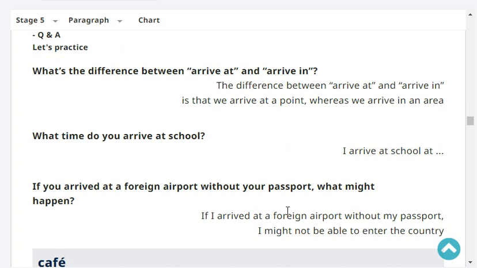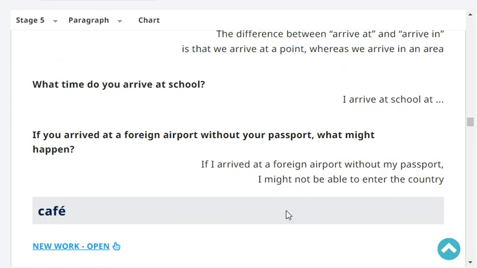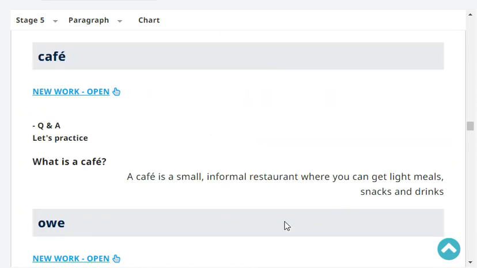I arrive at school at 6 p.m. Very good. If you arrive at a foreign airport without your passport, what might happen? If I arrive at a foreign airport without my passport, I might not be able to enter the country. Very good. What is a cafe?